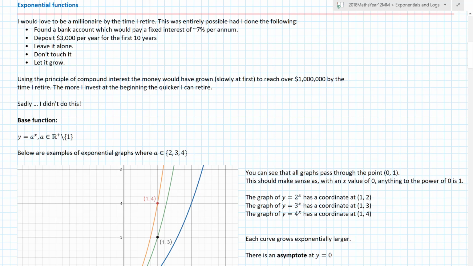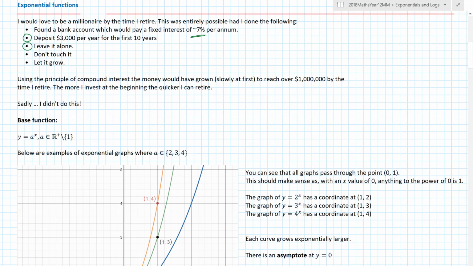Now, I don't know about you, but I would love to be a millionaire by the time I retire. This was entirely possible had I done the following. And actually, I'm going to give you my advice. If you want to become a millionaire, knock yourself out. How do you do it? Find a bank account that will pay a fixed interest of approximately 7% per annum. And if you don't know what per annum is, go out there and get a bank account. Deposit about $3,000 per year for about the first 10 years. Now, that might seem a lot. If you save and don't have all your smashed avo, then maybe you could do it.